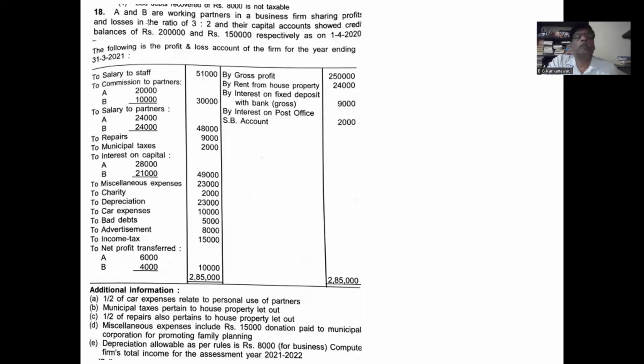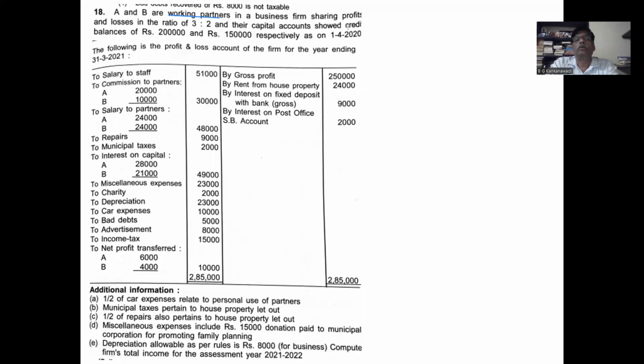You see the question number 18. A and B are working partners in a business, sharing profits and losses in the ratio of 3:2.